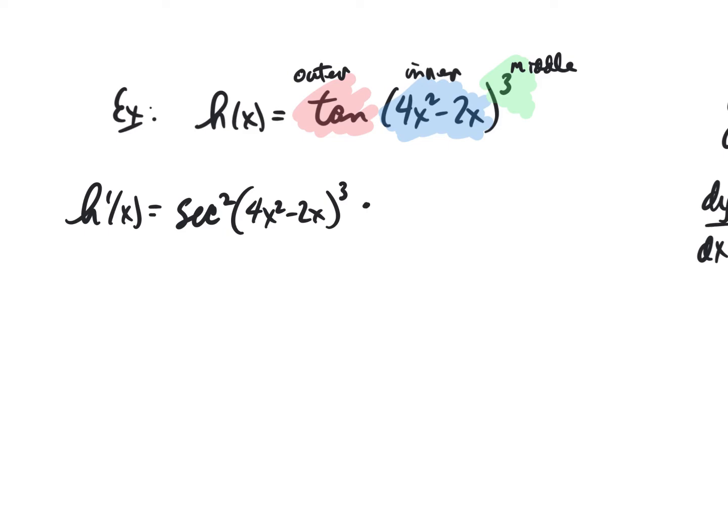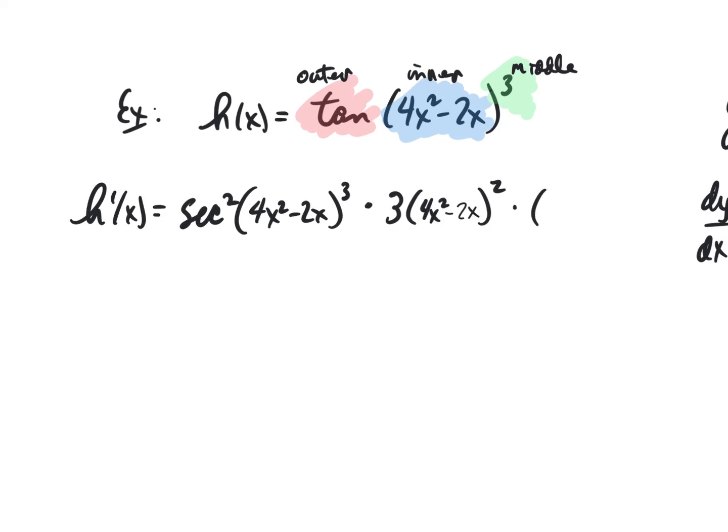So we've taken the derivative of the outside, left everything else alone. Multiplied by the derivative of the middle function. The middle is the power of 3. So to take a derivative of a power of 3, we have to drop down in front and subtract 1. So therefore, we have to leave the inside function alone. And then finally multiply by the derivative of the inside function. So the derivative of 4x squared minus 2x would be 8x minus 2.